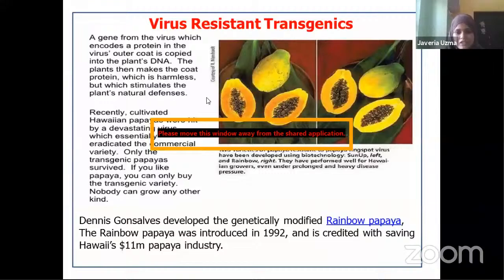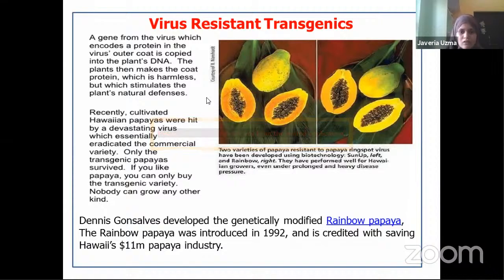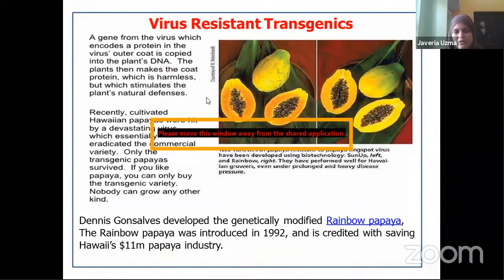This was introduced in 1992, and it saved all the papaya industries because that virus was very devastating and it destroyed all the naturally wild papaya plants in the world. So now you have only the hybrid varieties of papaya present. Here, this is one of the major breakthroughs in the transgenic technology, growth of rainbow papaya, which is virus resistant. So this technology was applied to many other plants after introducing in papaya.